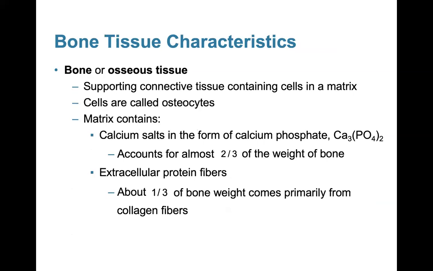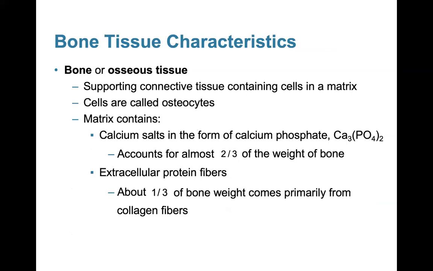So let's look at bone tissue, or also called osseous tissue. Supporting connective tissue that contains cells in a matrix. That is what bone tissue is. The cells are called osteocytes, and the matrix is primarily composed of calcium salts in the form of calcium phosphate. This actually accounts for almost about 2/3 the weight of bone.